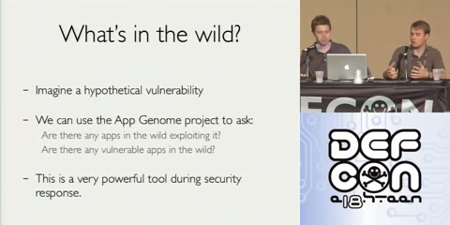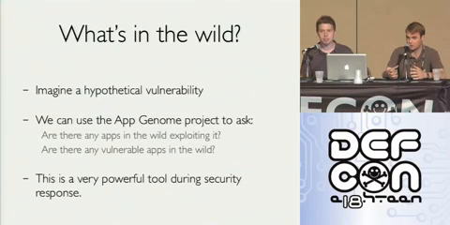Right, so just imagine what's in the wild. Hypothetically, the power of this project, as Kevin talked about, is that when we have a vulnerability, we now have the ability to ask a question about all the apps in the marketplace and say, does this code exist in other places? Does this type of capability exist in other places? And to be able to instantly find this.